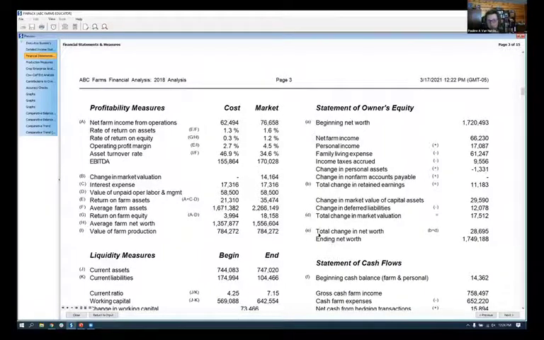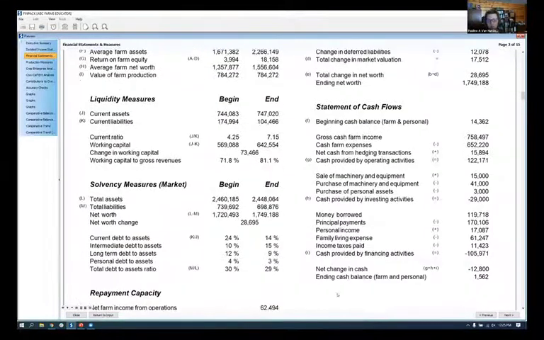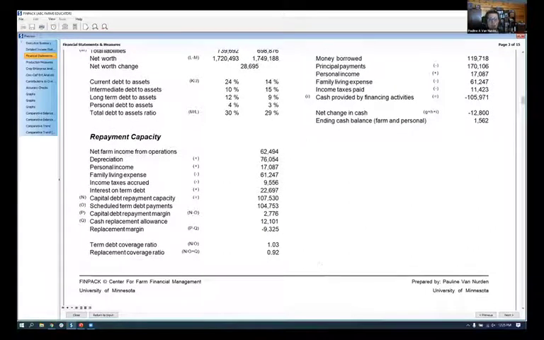Additionally, on this page, we'll get a statement of owner's equity and a statement of cash flows as well. So you can, again, see all of the different financial statements for the past, and then a more detailed look at the calculation of repayment capacity.